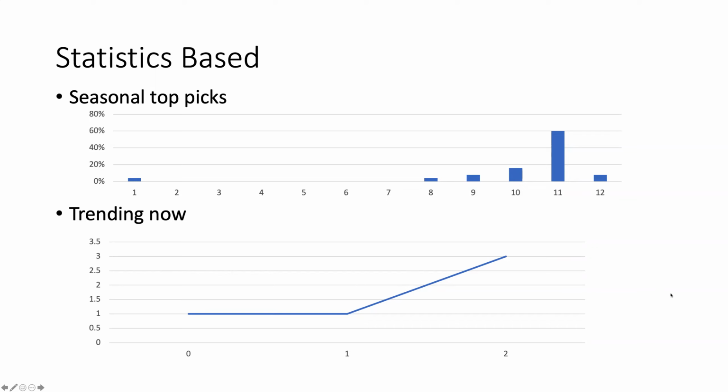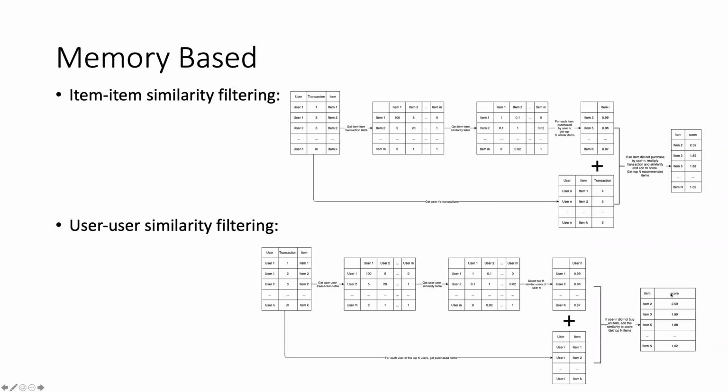Okay, let's jump to another type of model, memory-based. Memory-based is not like machine learning, where we do training and then forward and backward propagation. It's not like that. It identifies the similarity between products or between users, and then based on that, we make recommendations.